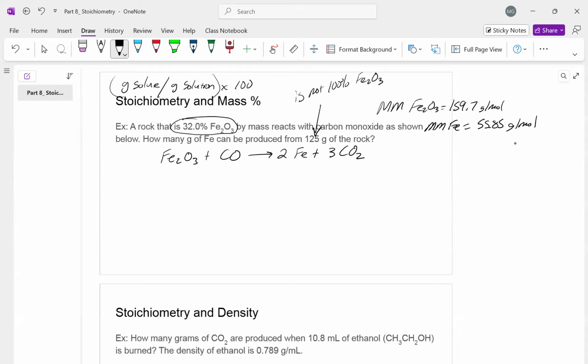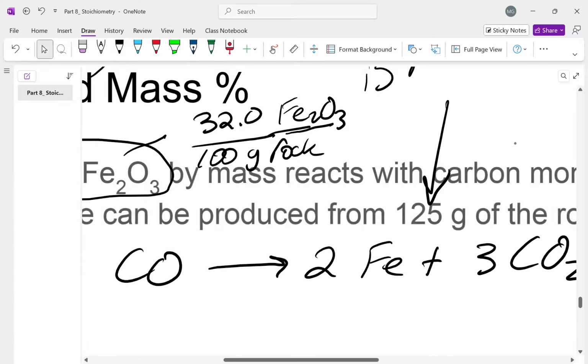Now, what does that 32 mean? That means that if we had, let's just say, a 100-gram rock, 32 grams of that would be iron oxide. There's our conversion factor we're going to use.